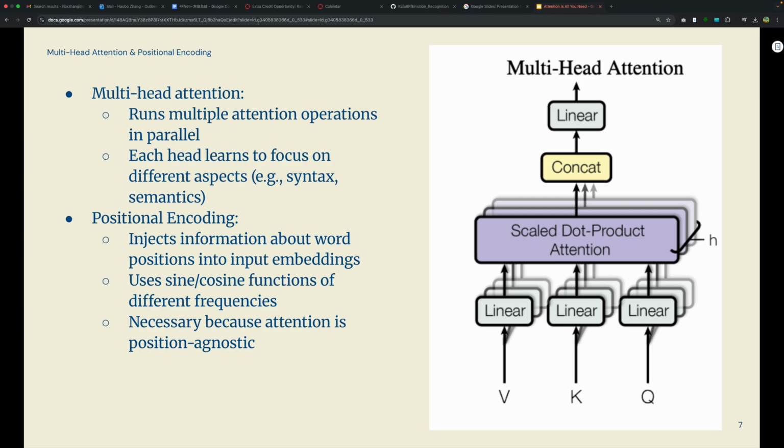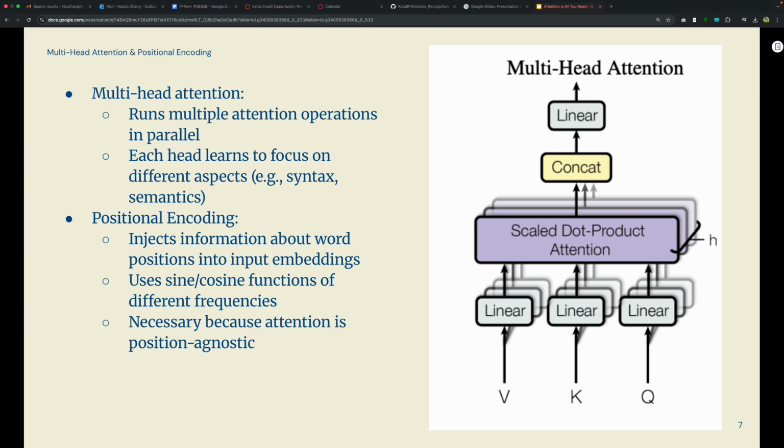However, there's one challenge with self-attention. It is inherently order agnostic. In other words, without any additional mechanism, the model has no way to distinguish between sequences like the dog chased the cat and the cat chased the dog. To solve this problem, the transformer incorporates positional encoding, which injects information about the position of each token into its input embedding. This approach allows the model to capture both absolute and relative positions in a sequence.